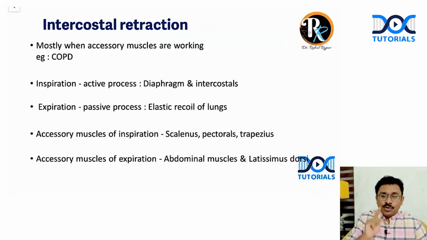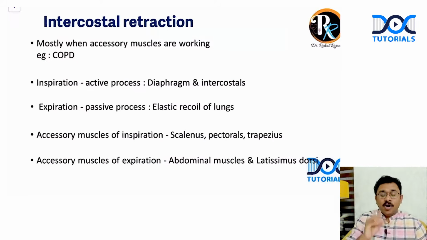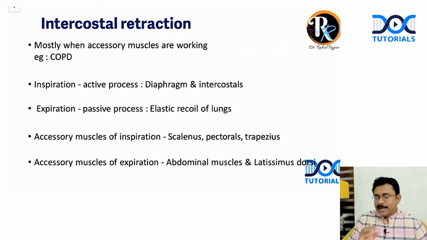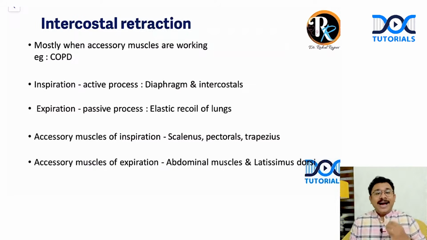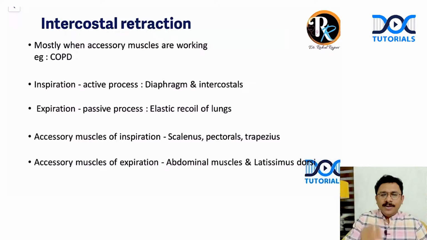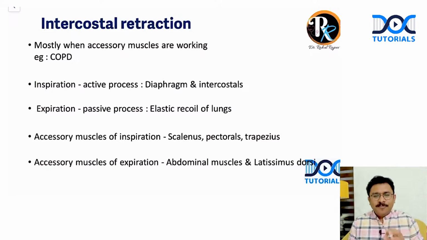Intercostal retraction is something you should look out for, especially in a long-standing case of chronic obstructive pulmonary disease. Intercostal retraction occurs when the accessory muscles are working. So when you comment that the patient is having intercostal retraction, you are commenting that the accessory muscles are working. And some basic points you should know for your viva: inspiration is normally an active process mediated by the diaphragm and the intercostals, and expiration is a passive process which occurs due to the elastic recoil of the lungs.